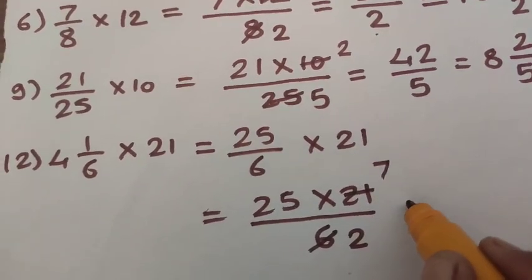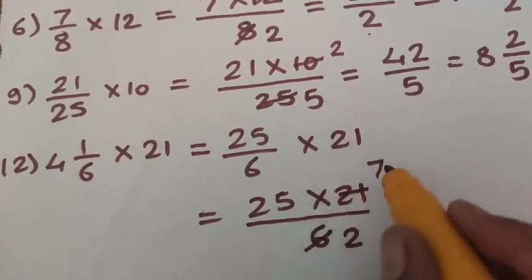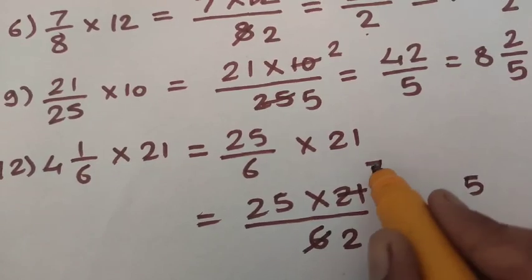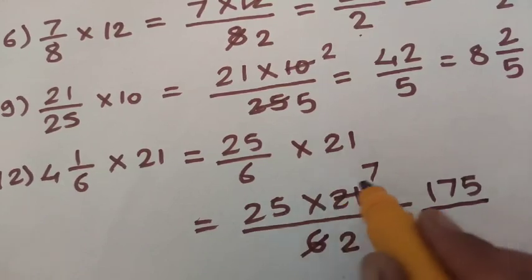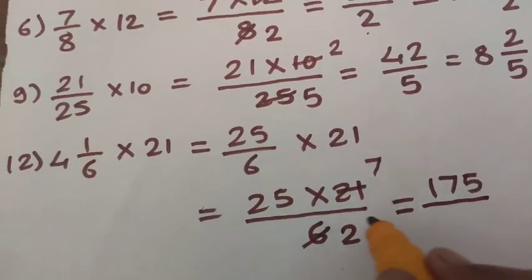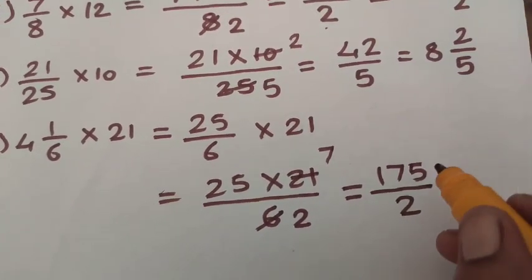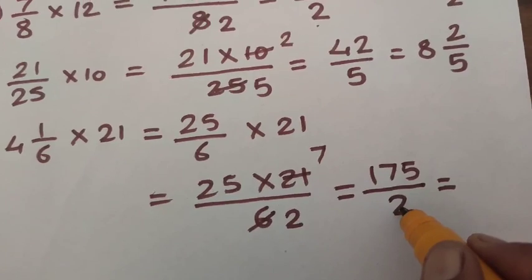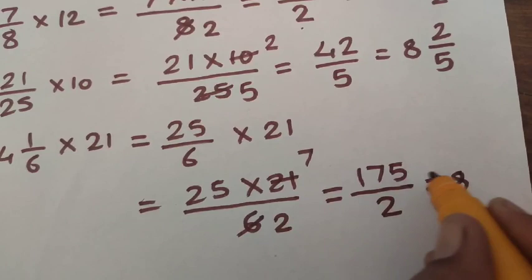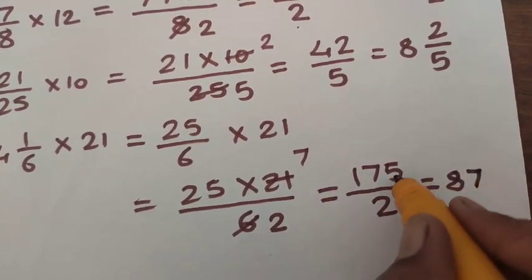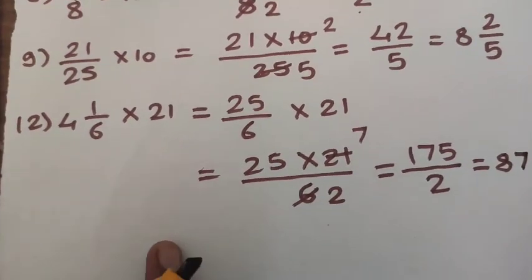Okay, so 25 7s are, if you do not know the 25 table, you have to multiply. 7 5s are 35, 3 carry, 7 2s are 14 plus 3 17. टेबल लर्न करने आपको अगर नहीं आता है तो आपको ऐसा टाइम वेस्ट होता है. 17 upon 2. Now this you have to convert into mixed fraction. See, 17 and here 2, so 16 we will take, that is 2 8s are 16, 1 remainder. So this is the answer of 12th question.